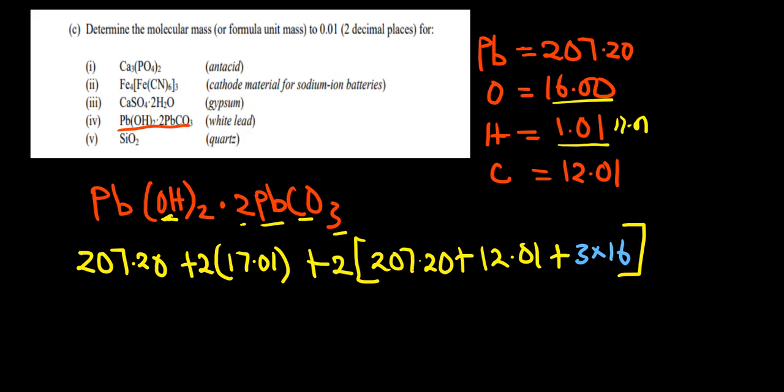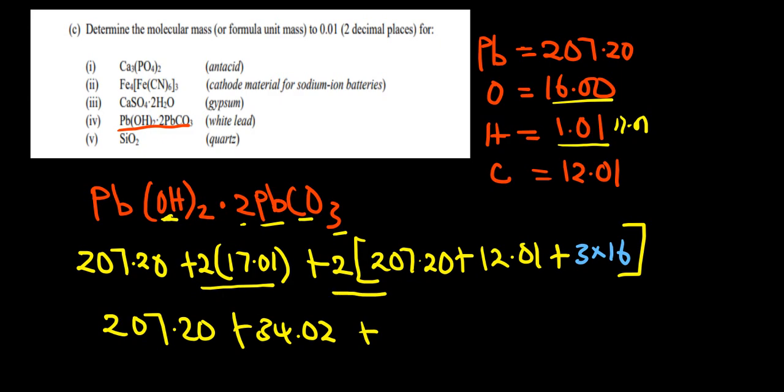Okay, so the first value is 207.20, and then let's multiply this. Okay, so what is it going to give us? It's going to give us 34.02, and then plus. Okay, so I'll multiply all this on my calculator and then write down the final answer. Okay, all right, so when I multiply all that, I'm getting 534.36.